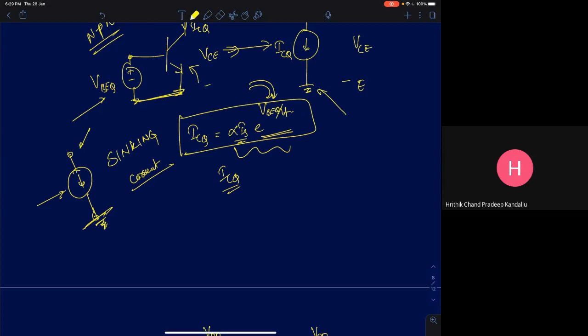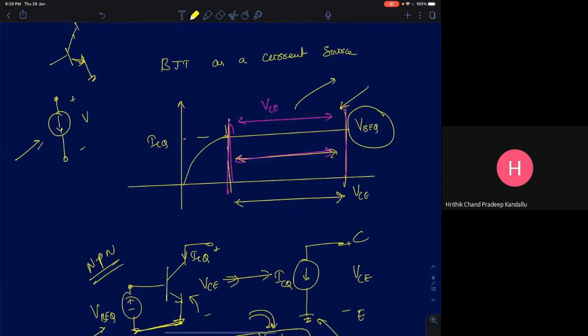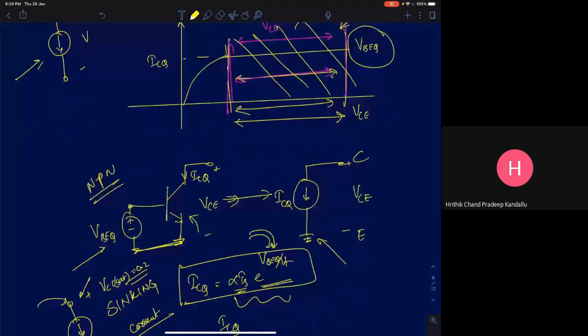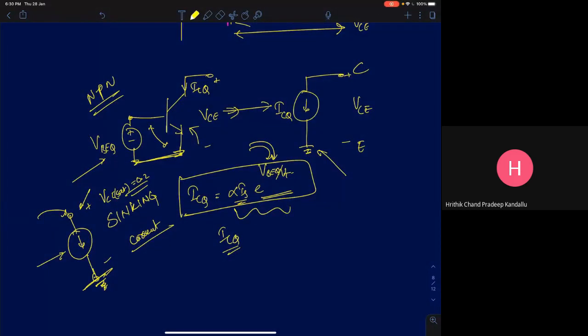As long as the voltage across this is greater than VCE SAT, which happens to be 0.2 volts, you're fine. You will be in this range. The device is going to behave in this range like a current source. So therefore, I can use a BJT itself as a current source. If I fix its VBE voltage, then between collector and emitter, it will behave like a current source.